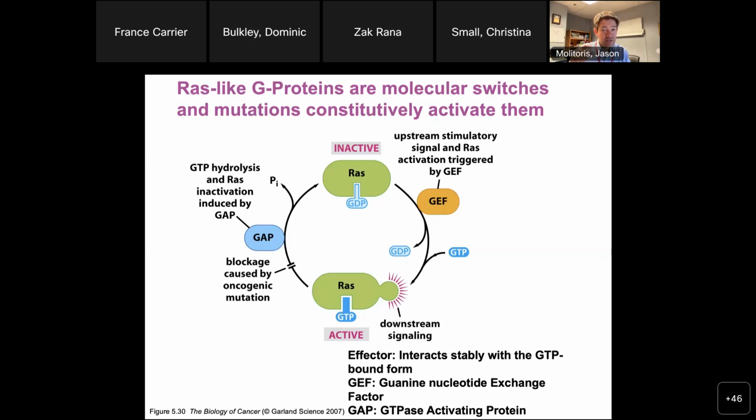That GTP is inactivated back into the GDP form by another protein. That transition back into the inactive form can be blocked. RAS can be mutated such that it always looks like it has a GTP to activate signaling downstream.